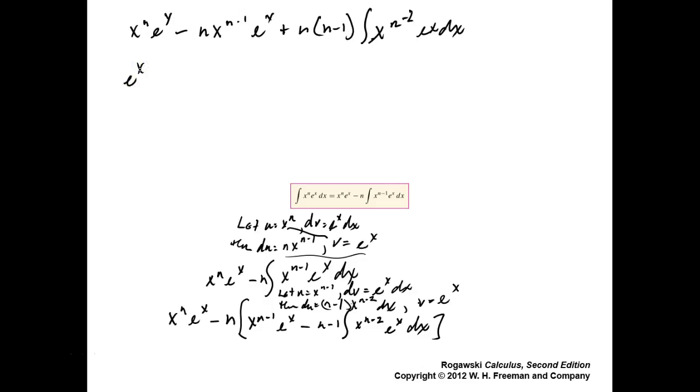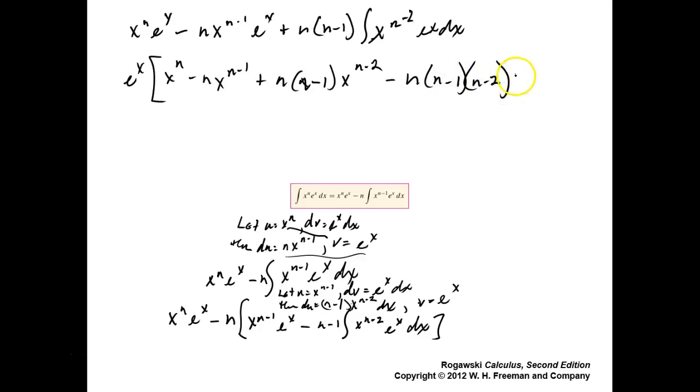e to the x is in every term, so let's get that out of there. And you would have x to the n minus n times x to the n minus 1 plus, you alternate signs here, n times n minus 1 times x to the n minus 2 minus n times n minus 1 times n minus 2 times x to the n minus 3. And you just keep on going down. Okay, so your reduction formula, e to the x.